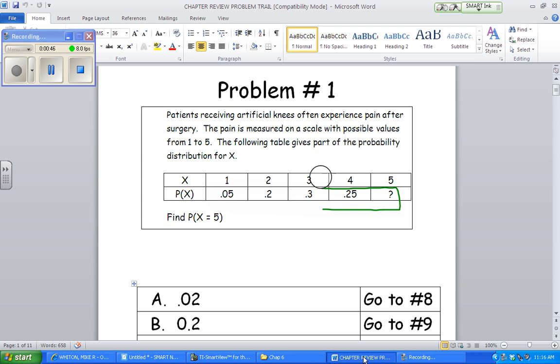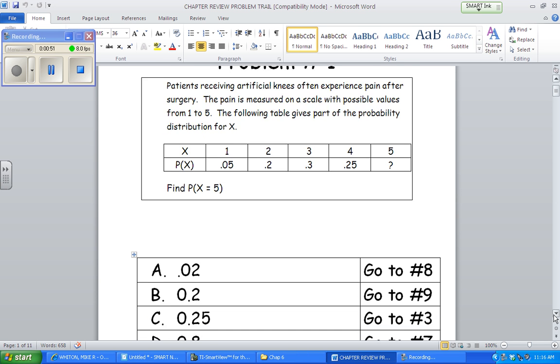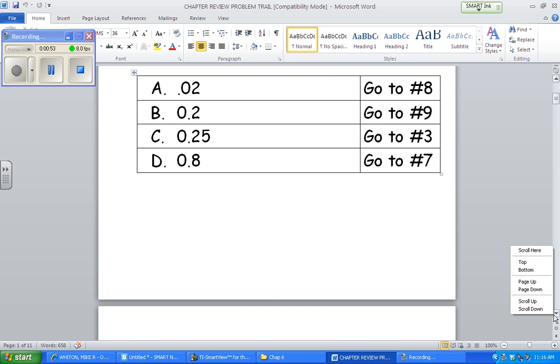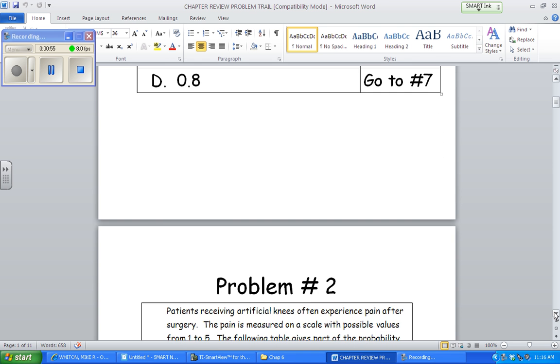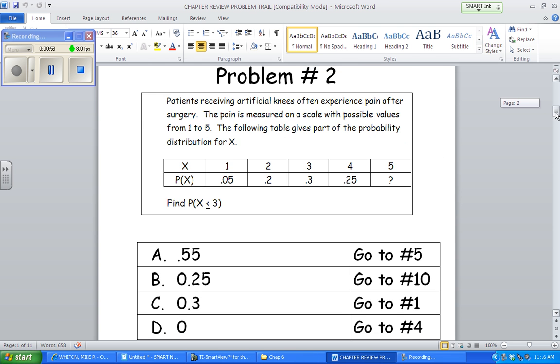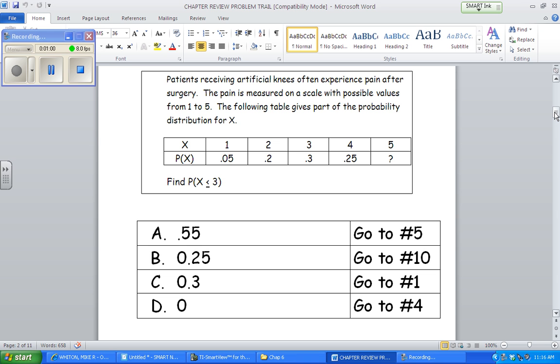I'm just going to go through in order here. Okay, so let's take a look at number 2. Same kind of situation, except they're asking a different question. What is the probability that the value is less than or equal to 3? All we need to do there is add up the probabilities of those corresponding values, 0.05 plus 0.2 plus 0.3, which gets us an answer of 0.55, so that answer is A.